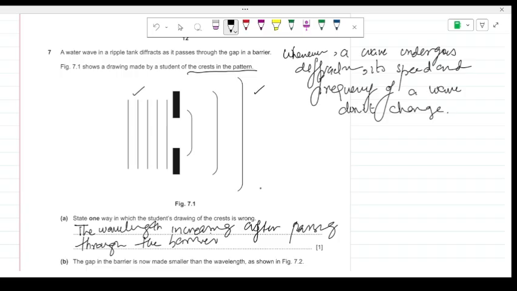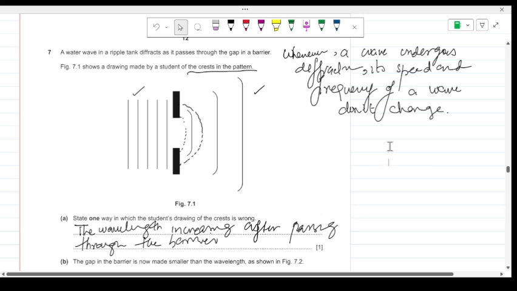Or we can write that the wave drawn after passing through the gap should be curved or a semicircle, but the student has drawn it as a straight line. So it should be a curved shape, but the student has drawn a straight line. So you can write both reasons if you want, or you can write only one reason as well.